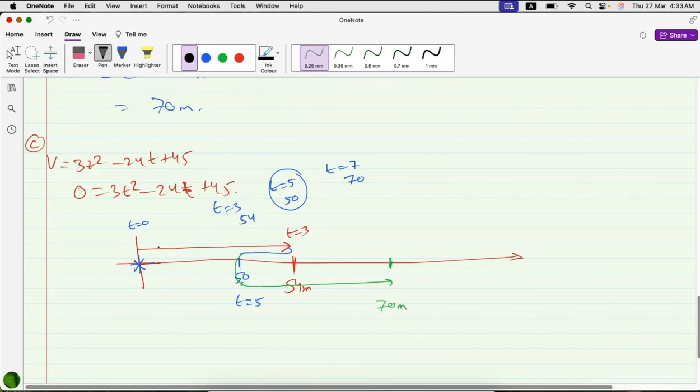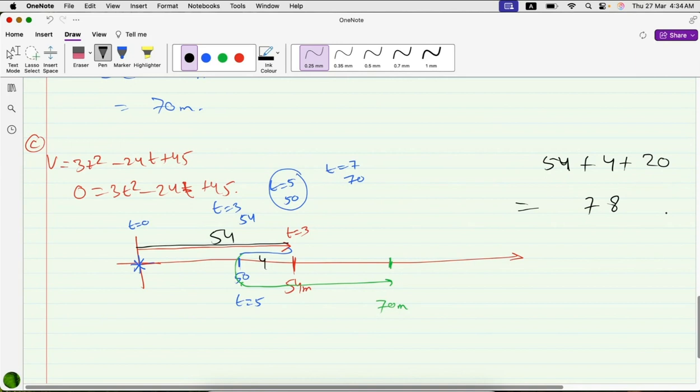So basically the particle first covered a distance of 54 in time 0 to 3. Then it covered a distance of 4 from time 3 to 5, and then from 5 to 7, 50 to 70, in the remaining time it covered a distance of 20. So it covered a total distance of 78 meters in this journey. Total distance of 78, yes.